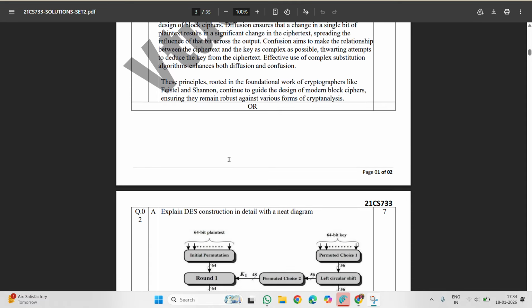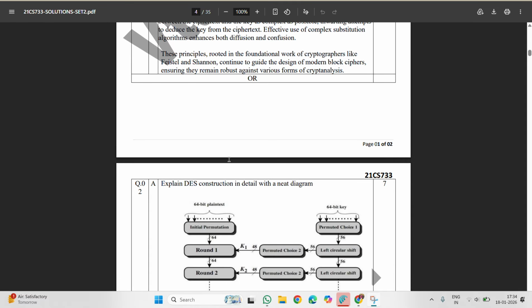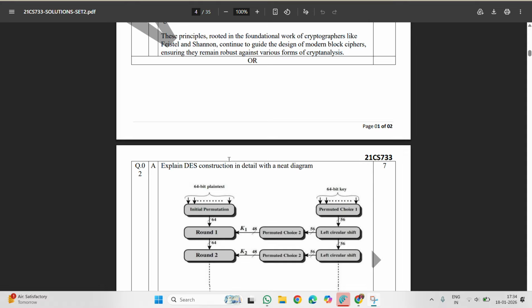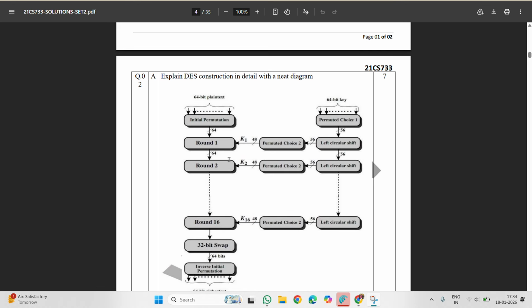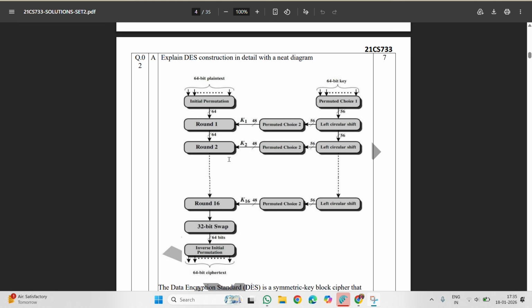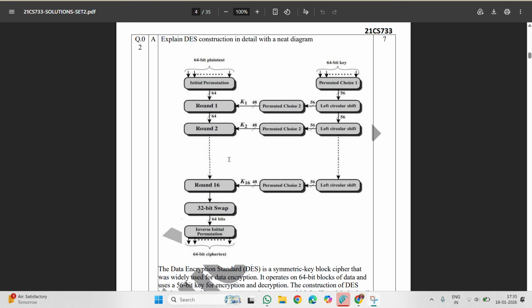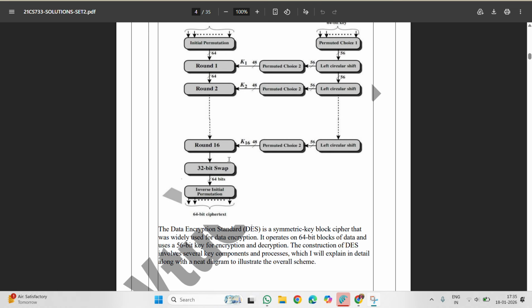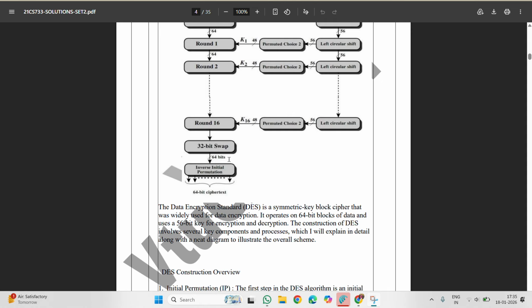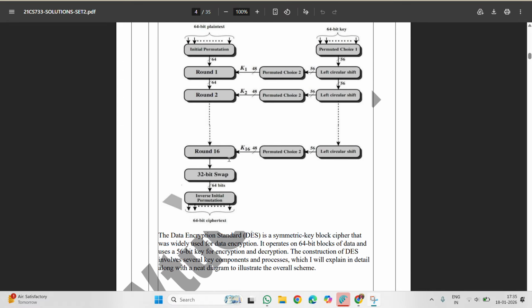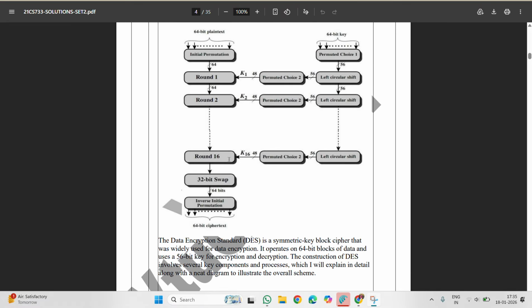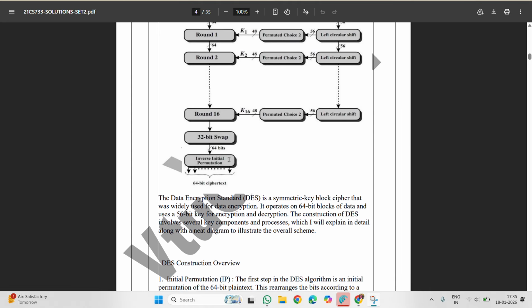And coming to the second question, explain DES construction in detail with neat diagram. To explain this, firstly you people have to draw the block diagram of the DES algorithm. After the drawing, explain the working process of the DES algorithm, like how many rounds will be processed, what the permuted choices are, and what the left circular shift is. Explain all these terms.